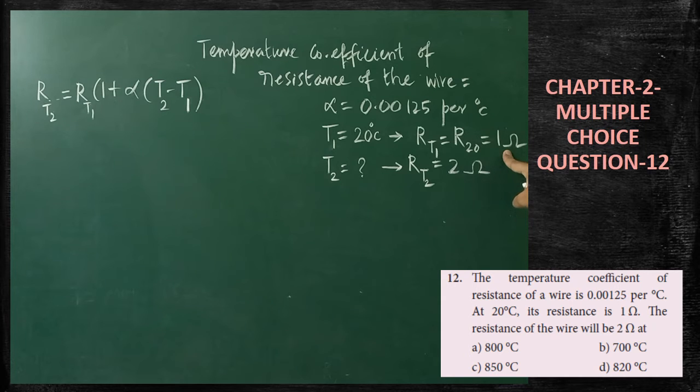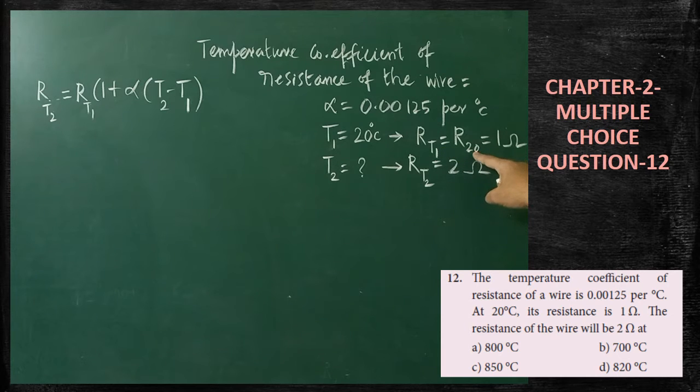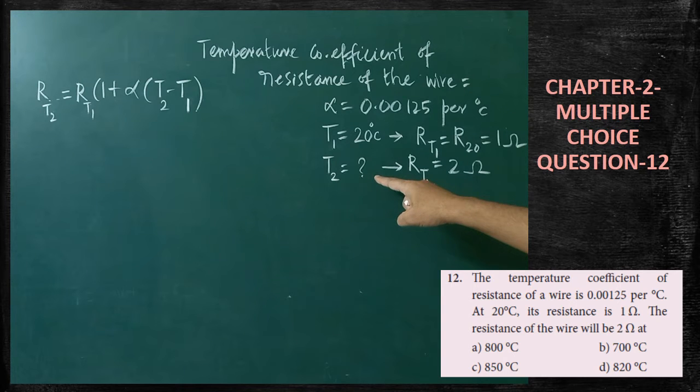Are you clear? That initial temperature is taken as T1. The resistance of the wire at that temperature is mentioned as RT1. Here T1 is 20 degrees Celsius. Therefore, RT1 is nothing but R20, and its value is 1 ohm. Now the temperature is raised. Here we have to calculate the new temperature. At this new temperature T2, the new resistance value is 2 ohm.